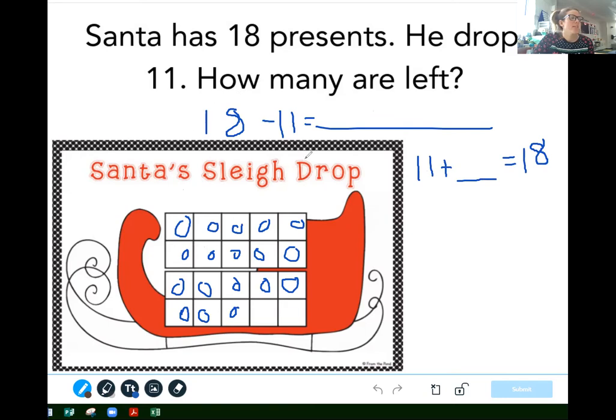So if we are doing it this way, 18 take away 11, we would take away those 11, 5, 10, 11. Let's see how many are left. 1, 2, 3, 4, 5, 6, 7 are left. Now let's check our answer with the counting on strategy. So put 11 in your head. 11, 12, 13, 14, 15, 16, 17, 18. I got 7 as my answer both times. That means that is probably the correct answer because we checked our work with different strategies.